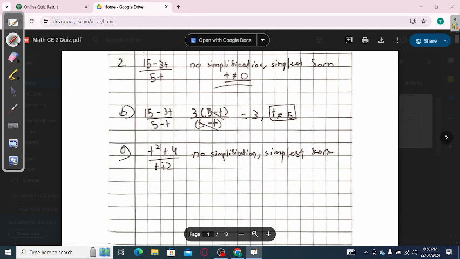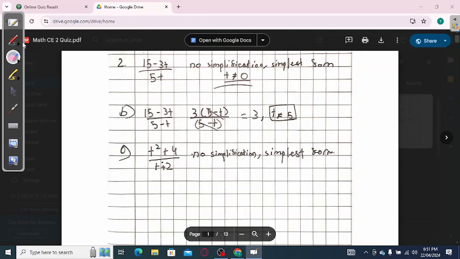Now, the third one. You have this right here. This is your expression. How on earth would you simplify this? You can't cancel the t plus 2 with the t plus 2. You can't factor anything out, and there isn't a remarkable identity for a squared plus b squared. There's one for (a plus b) squared, but there isn't one for a squared plus b squared. So this one cannot be simplified. So you write no simplification, simplest form, like what I did in the one above it, on part A.